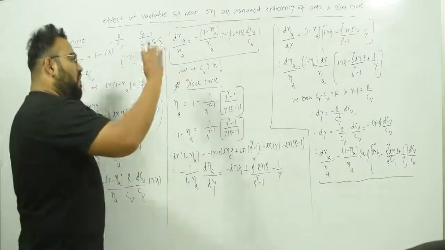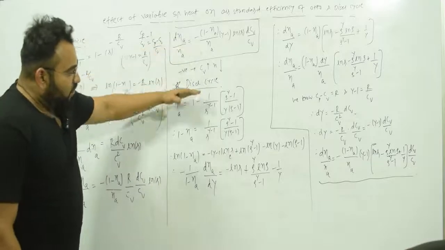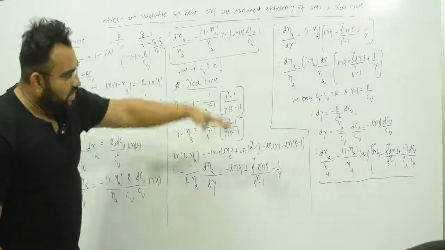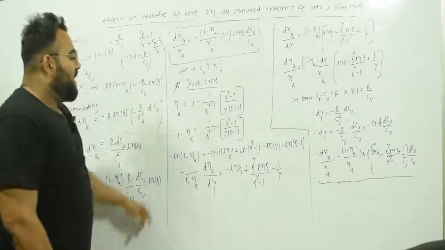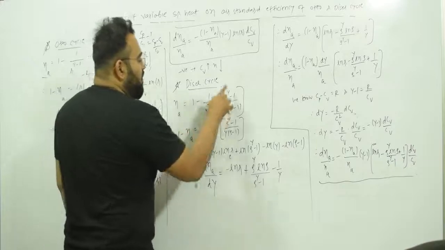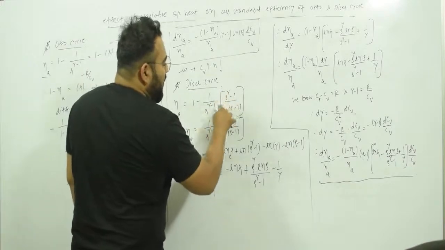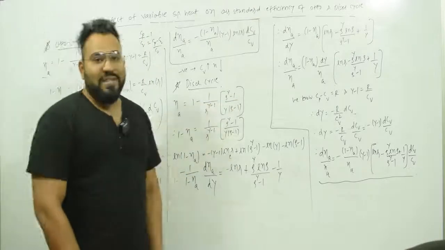Now the same thing we have to do for the diesel cycle. So for the diesel cycle we have to start from here. Now we're going to start the theory for the diesel cycle. We know that the air standard efficiency, eta A, is equal to 1 minus 1 upon r raised to gamma minus 1, bracket rho raised to gamma minus 1 upon gamma times rho minus 1, where r is the compression ratio and rho is the cutoff ratio.